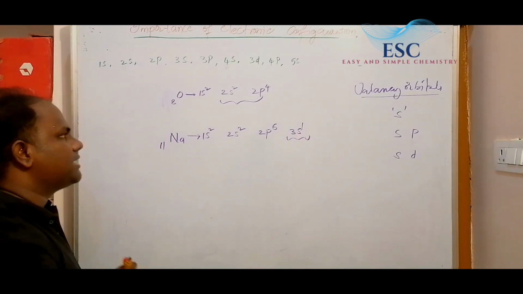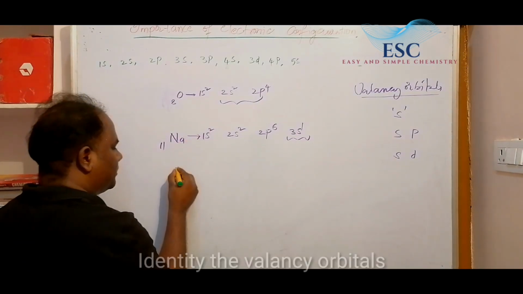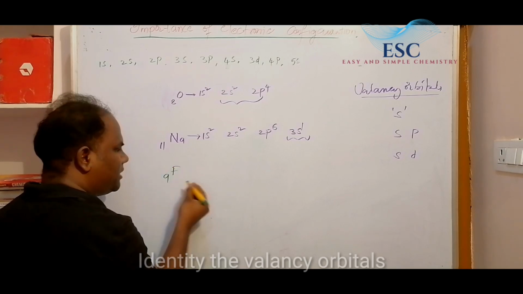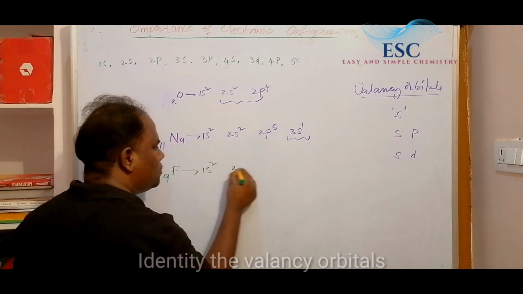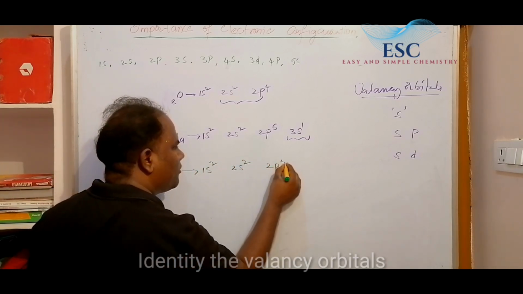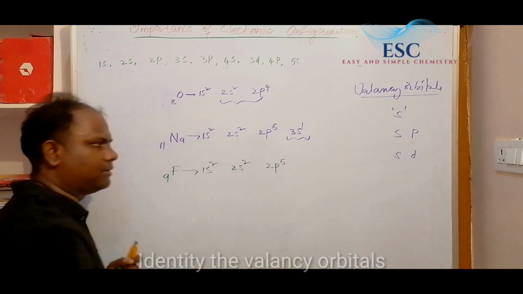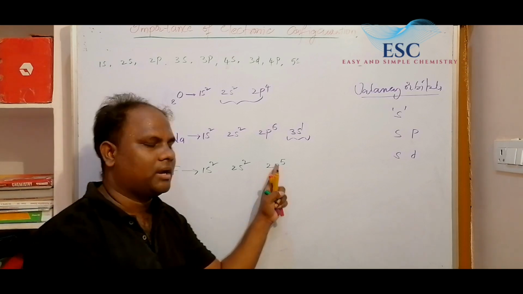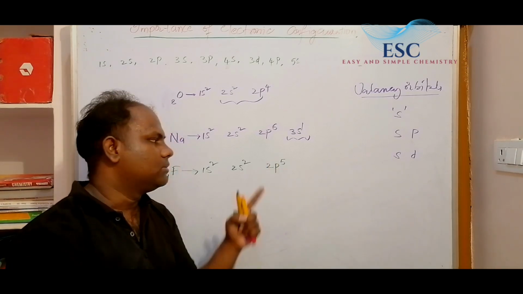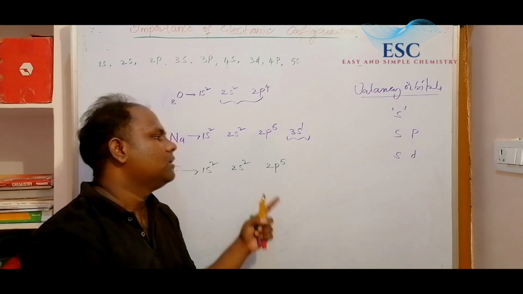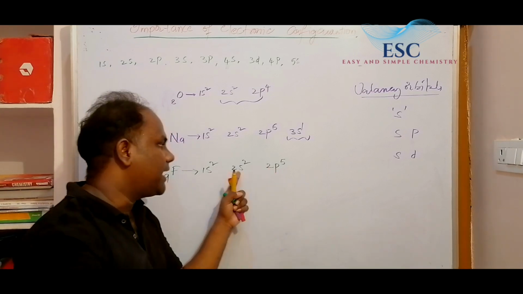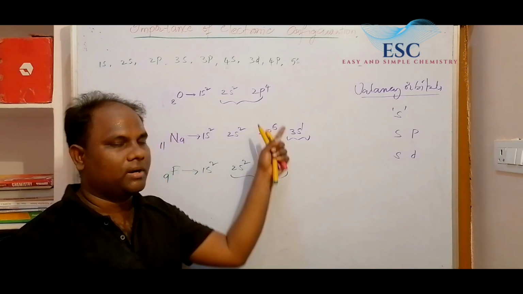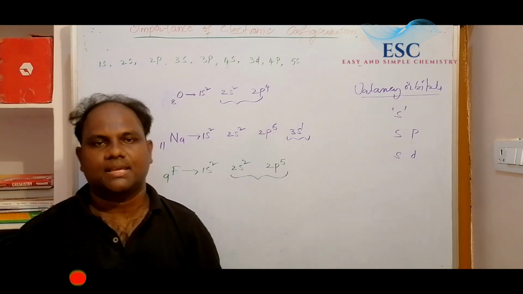Going to another example, fluorine. The atomic number of fluorine is 9: 1s2, 2s2, 2p5. 4 plus 5 is 9. Here, which orbitals act as valency orbitals? The last orbital ends with p. Here the last orbital ends with p, so both s and p act as valency orbitals.